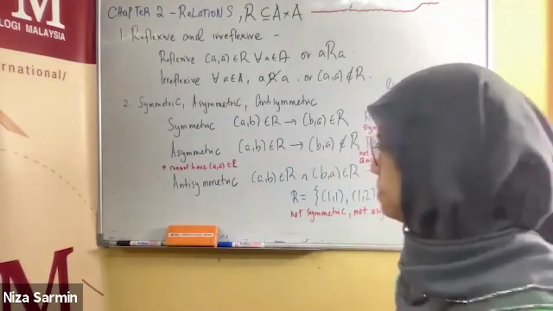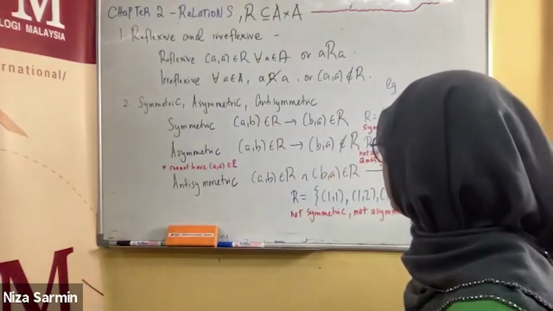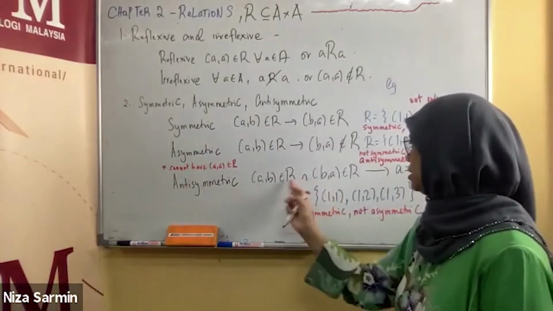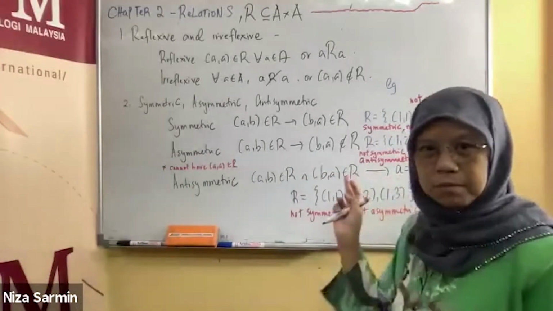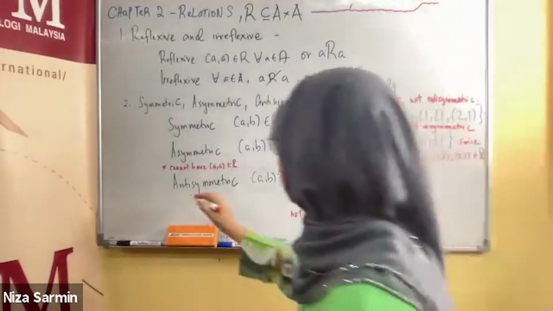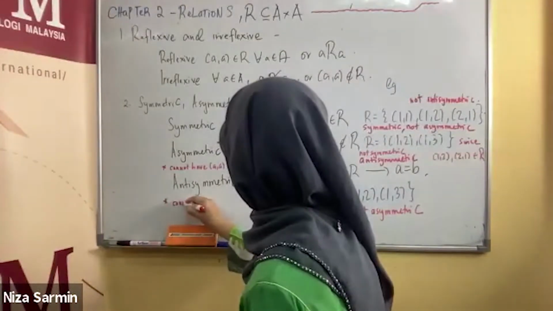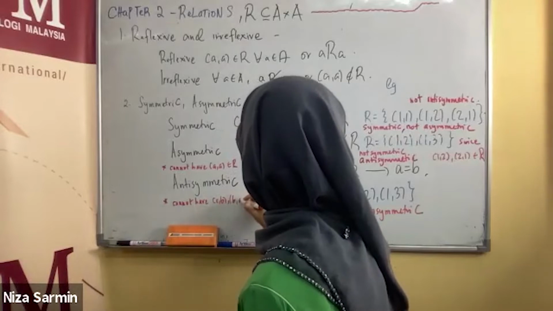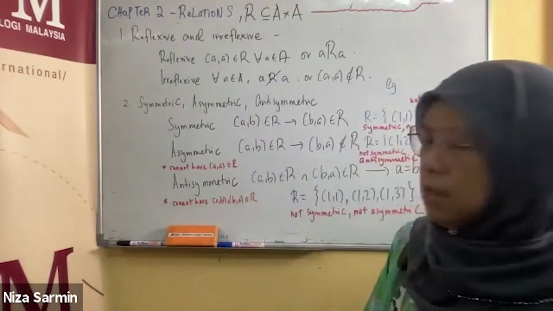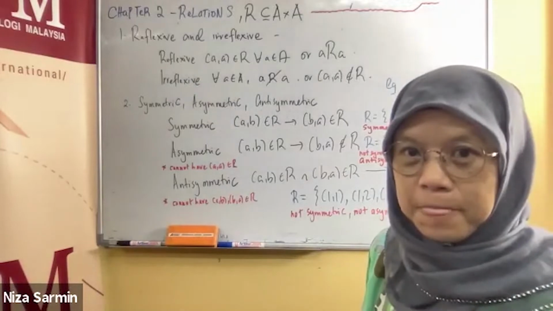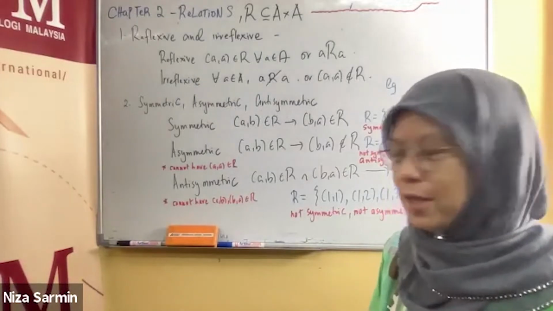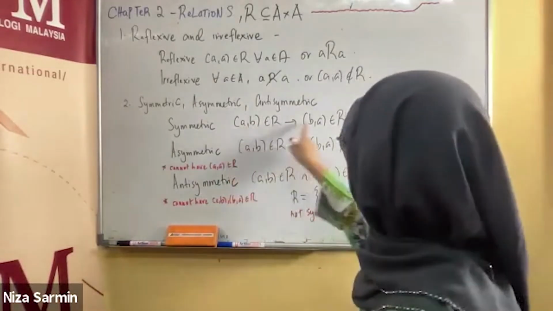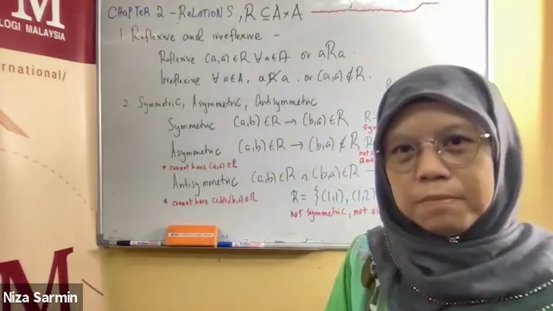For antisymmetric, if you have this, they have to be equal. Meaning you cannot have both (a,b) and (b,a) in there when they are different. I don't put (a,a), I put (a,b) and (b,a). This one directly needs to have (a,b) and (b,a).